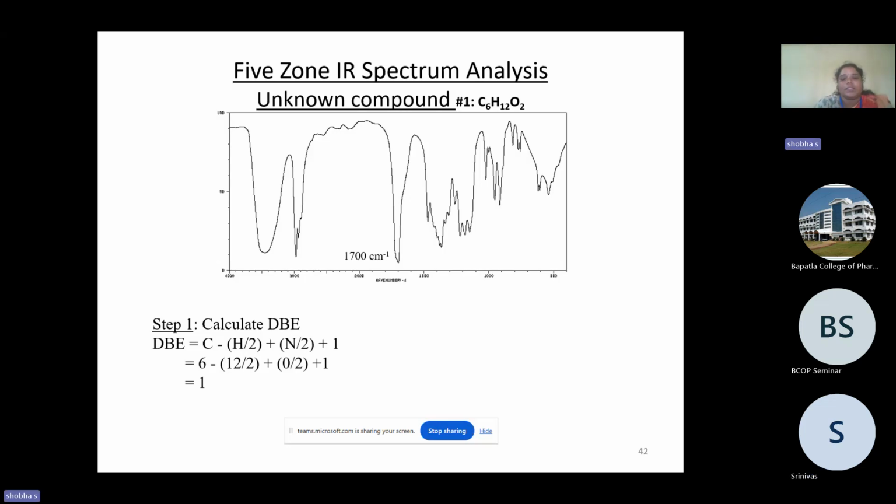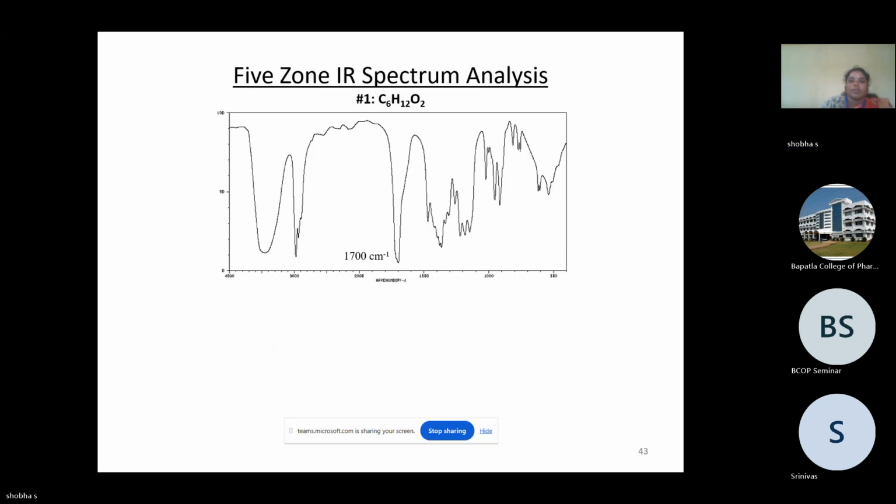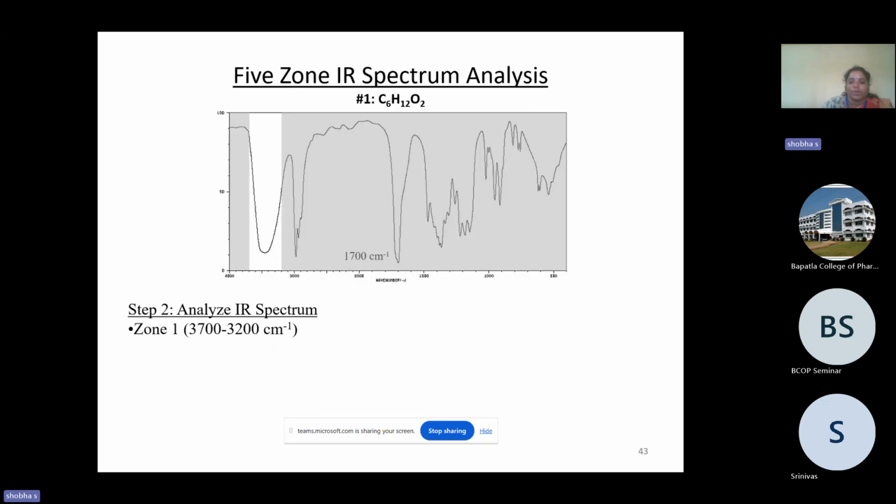So upon calculation of double bond equivalence from the molecular formula, we come to know that the compound may have one ring or one pi bond. By seeing the peaks observed in the IR spectrum, in zone 1 we have seen one broad peak. We thought that we are having OH. And also in the molecular formula, we are seeing that O is there. So clearly, systematically, we need to illustrate the structure by zone analysis.